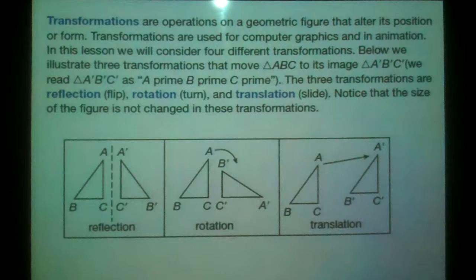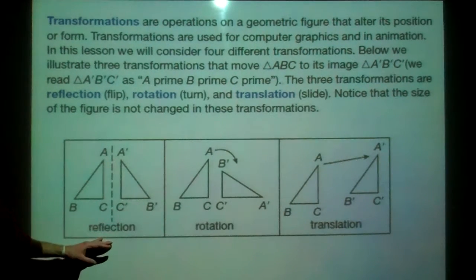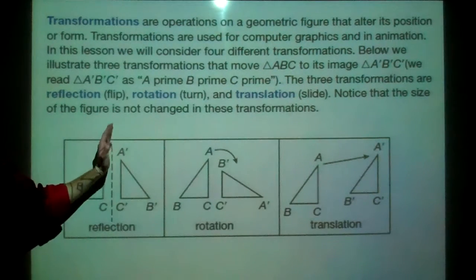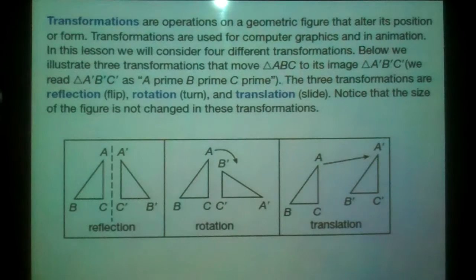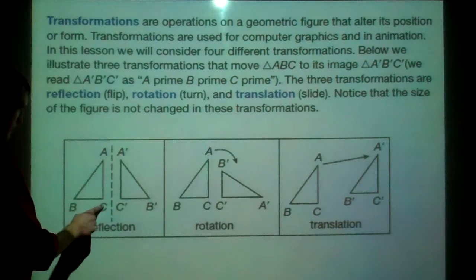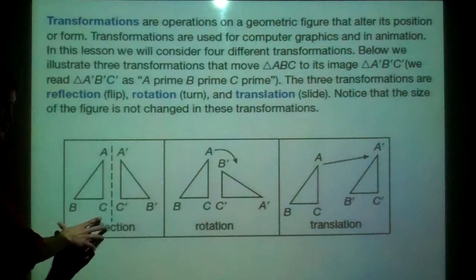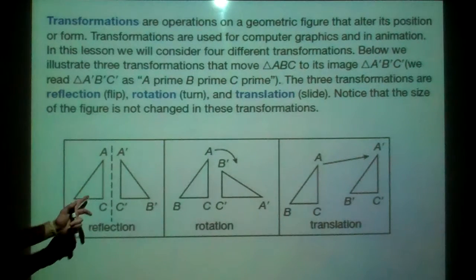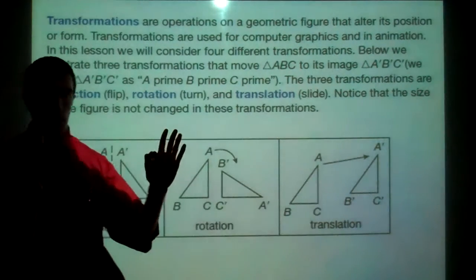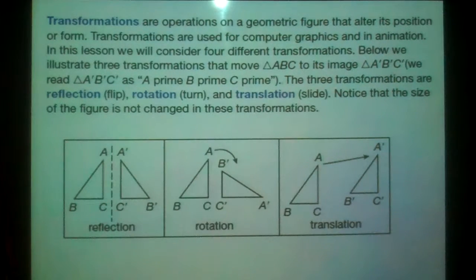So first one we have here, we have a reflection. And a reflection is basically like a mirror image, and they associate the word flip with that. Basically, you flip it across a line of reflection. So if this was our line of reflection, the mirror image of triangle ABC would be A prime, B prime, C prime. So you can see which ones correspond with each other there. So basically we flipped ABC over the line. Notice that if we were to fold over that line, this triangle and this triangle would overlap perfectly.